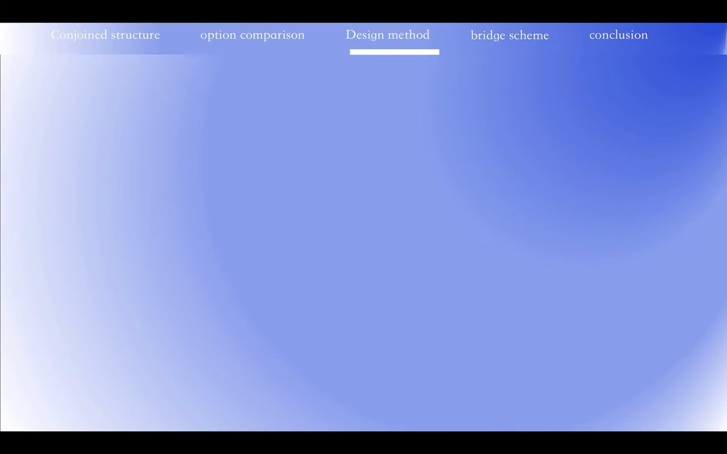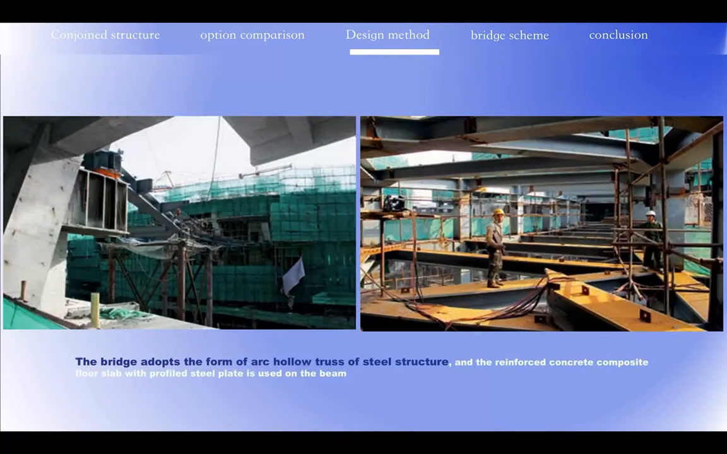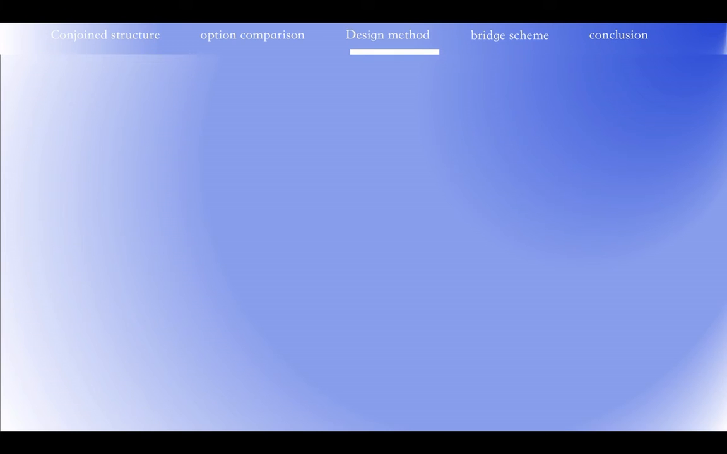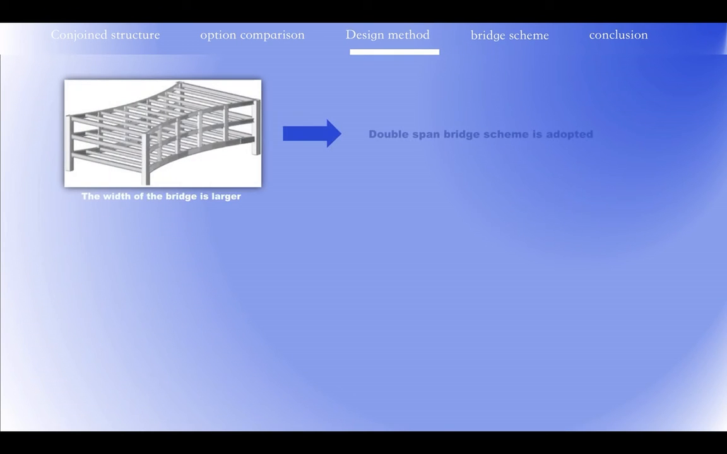3. Bridge plan. The connecting bridge adopts a steel structure with a special-shaped hollow tray, and a reinforced concrete composite floor with a profile steel plate. For places where the bridge width is small, a single-span bridge tray is adopted. The connecting bridge is composed of arc-shaped hollow trays on both sides, and the two trays are connected by closed beams. The core of the hollow tray adopts H steel beam.